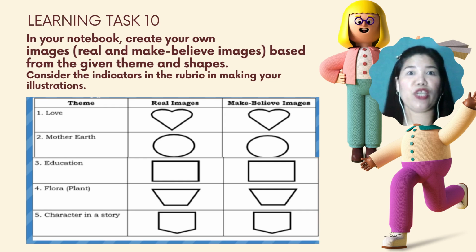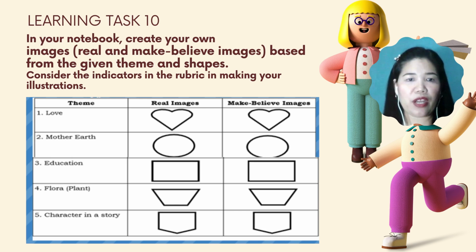Okay, now I hope you enjoyed learning task number 8 and learning task number 9. Now, let's proceed to learning task number 10. As you can see on your screen, we have different shapes. In your notebook, you will create your own images: one real image and one make-believe image based on the given themes and shapes on the screen. Also, you will consider the indicators in the rubric in making your own illustrations.